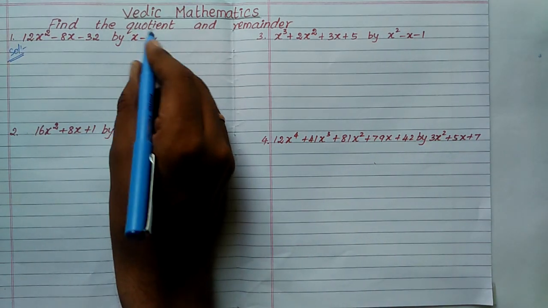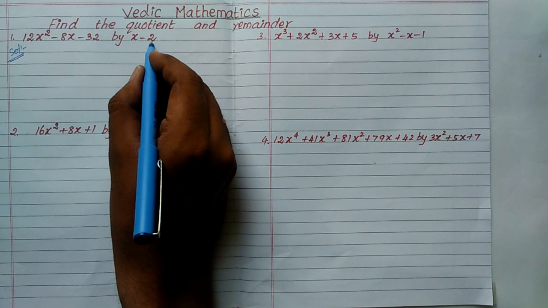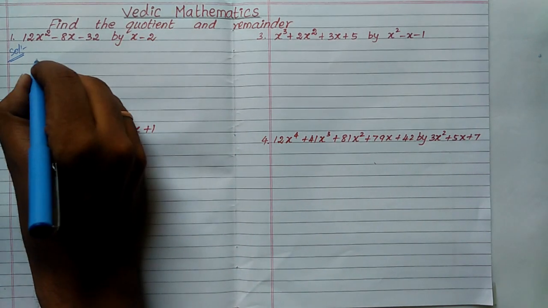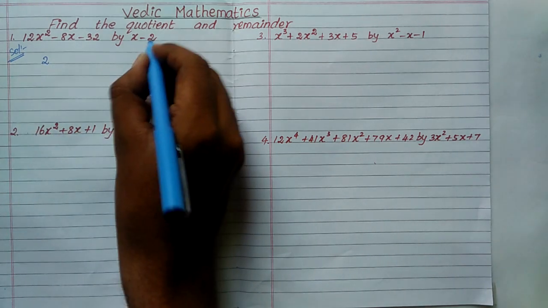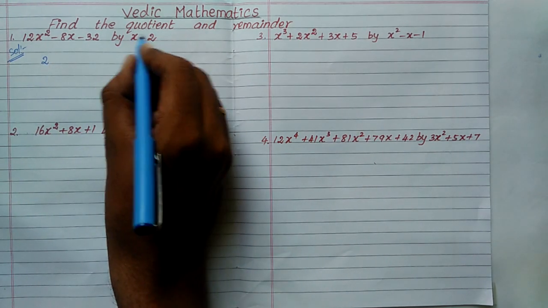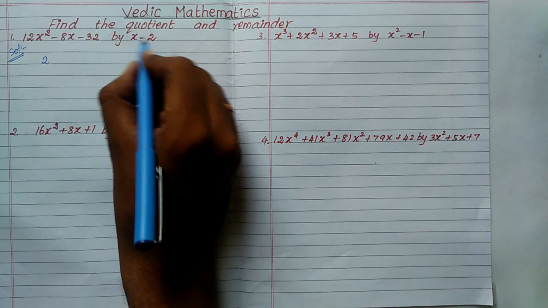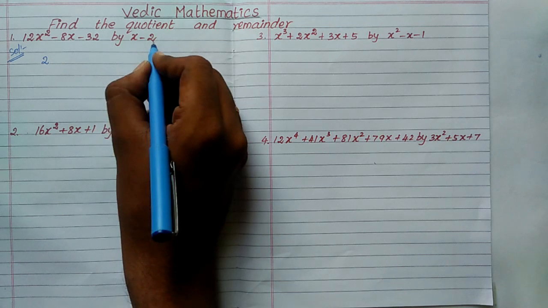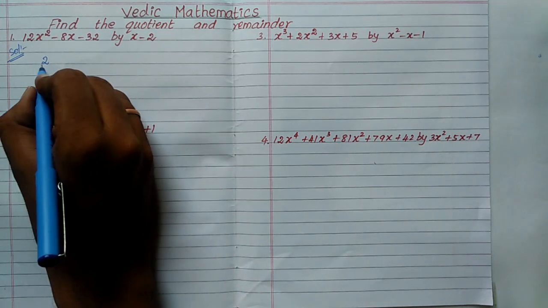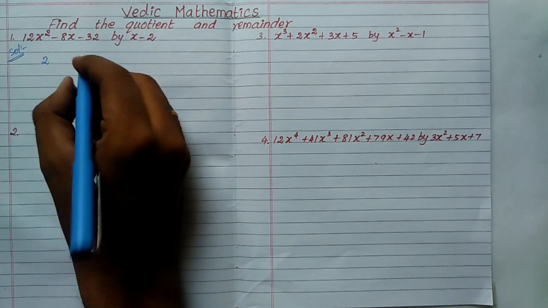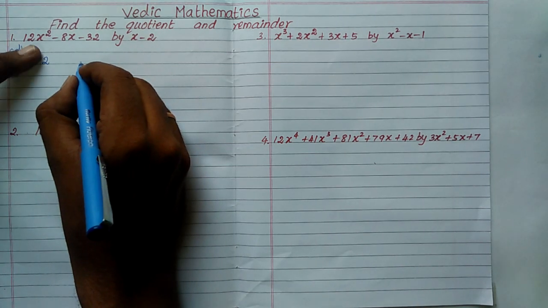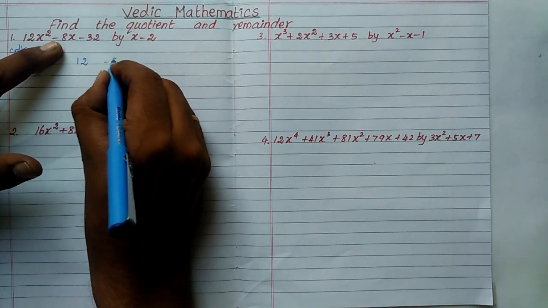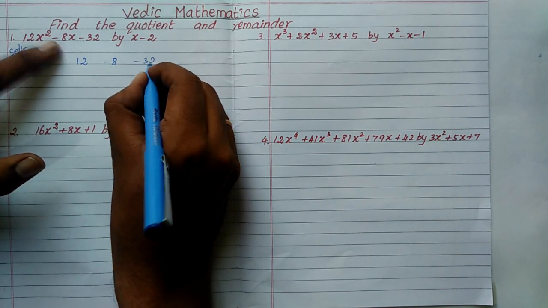First, in this case we have x minus 2, so we will take the constant. Here we have minus 2, so instead of minus 2 I am going to write plus 2. We are not going to take the x value, we are going to take the first value; we can omit the second, third, fourth, whatever it is. Here we have only two terms, so the first term is not needed, you take the second term and change the symbol. So minus 2 changes to plus 2. Next, the coefficients: the coefficient of x square is 12, then minus 8, minus 32.